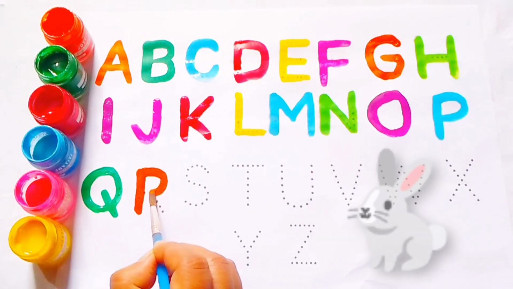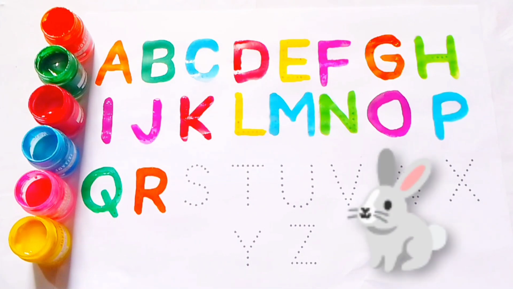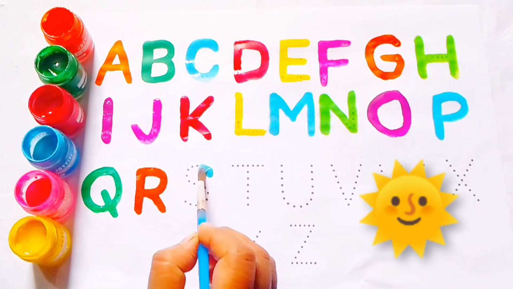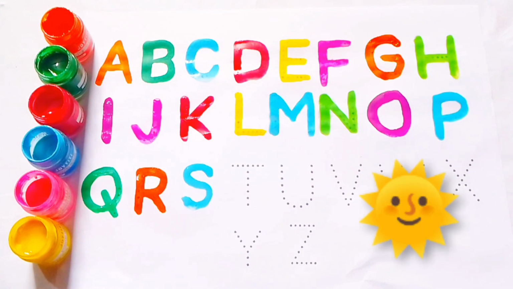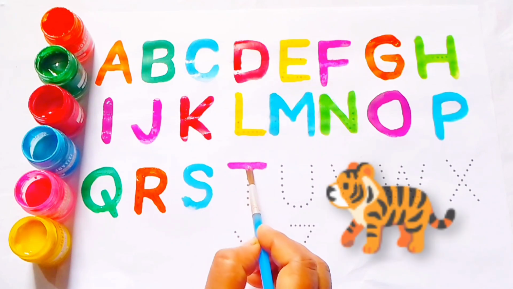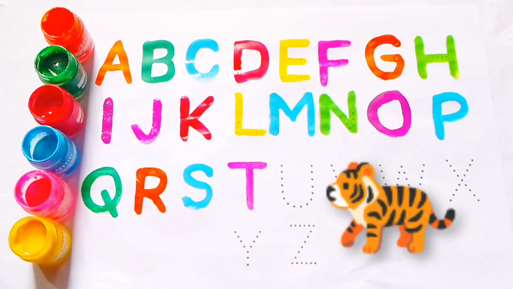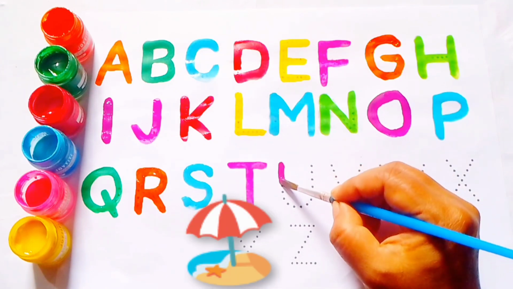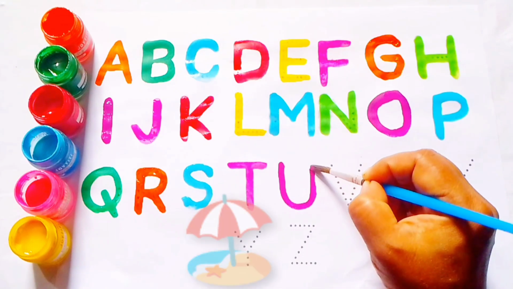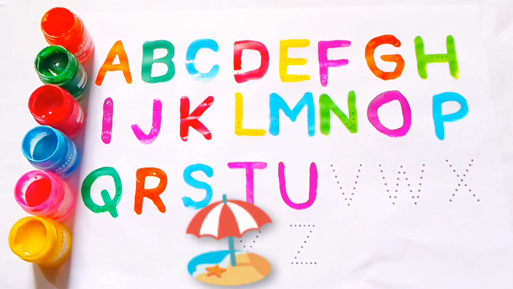R for rat, R for rose, R for rabbit. S for sun, S for shoe, S for sunflower. T for tiger, T for top, T for tiffin. U for umbrella, U for uncle, U for uniform.